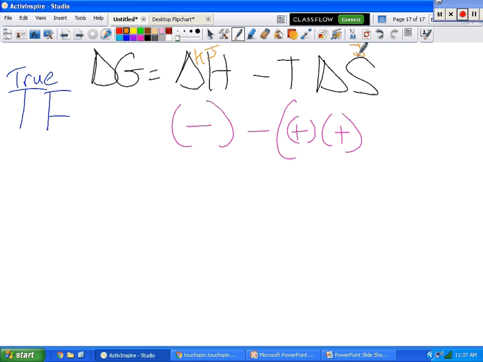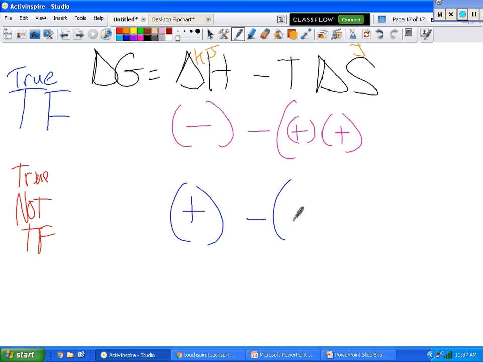Okay. What if it's true not TF? That would mean you would have a positive here minus a positive and a negative. Again, that would give you a positive number, and delta G does not want to be positive. So we good with all that?